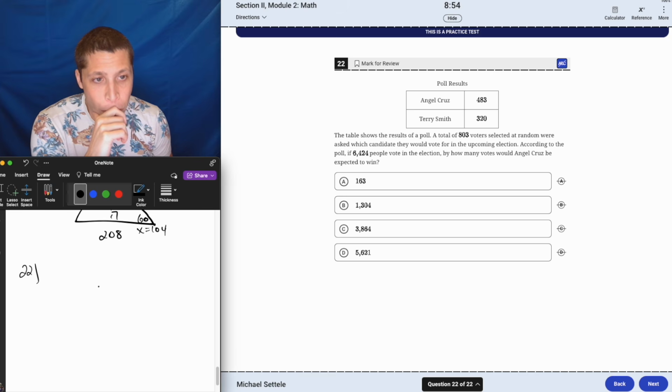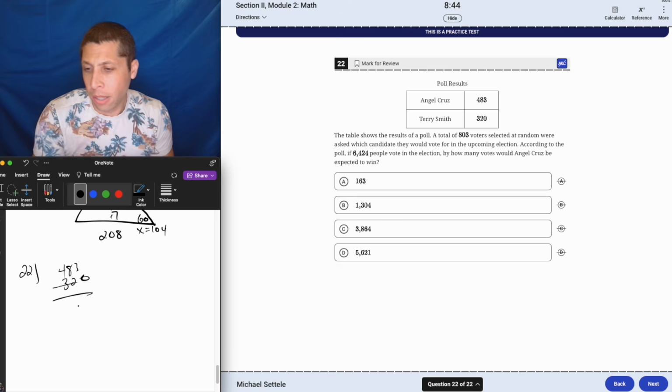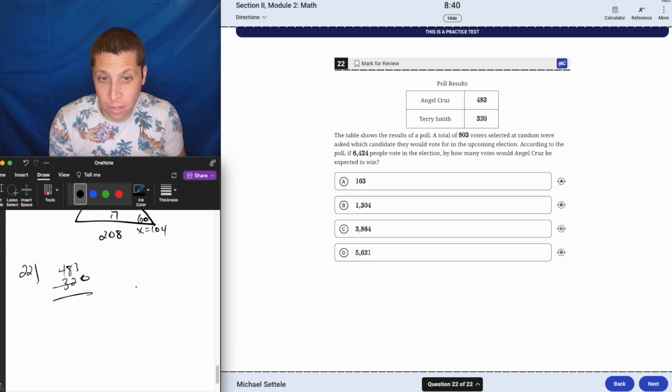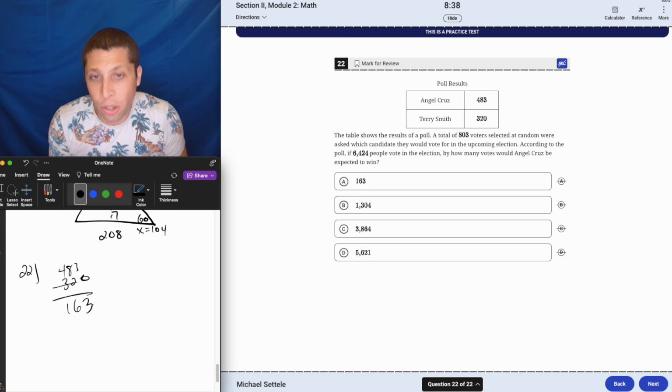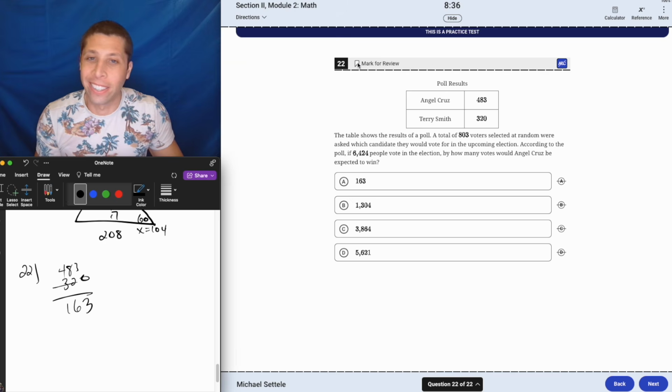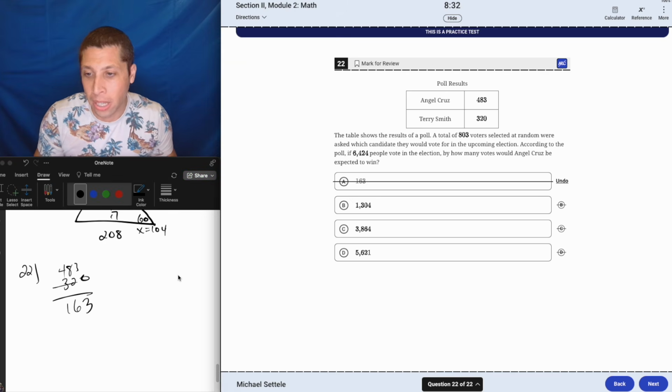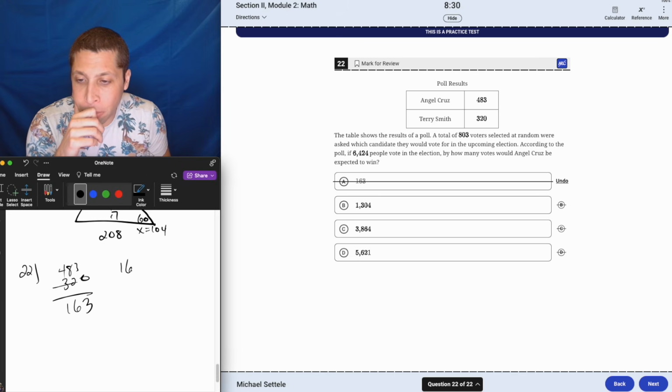So there's a couple ways to do this. We want to know how many he would be expected to win by. In this example, Angel Cruz won by, or that's a minus, 320. So 483 minus 320 is 163. Now that's obviously a trap. There's no way that the last question is going to have that answer. We just subtract 2 numbers, right? You didn't even use half the information. So 163, though, is his margin of victory out of 803 people who were in the poll.